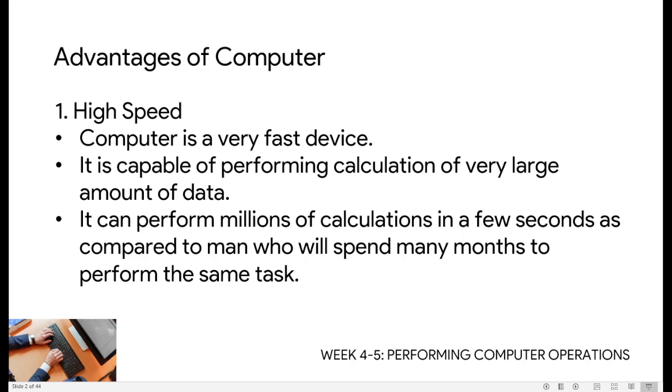Because our specs are now faster with computers, more calculations and more tasks are expected to be executed. It can perform millions of calculations in a few seconds, compared to manual work that will take many months to perform the same task. For example, computing a 10-digit times 10-digit number would take, let's say, 20 or 30 minutes to answer. But because of the computer, just put it in Excel or in your calculator, and definitely the answer will be there. That's how fast the computer is.